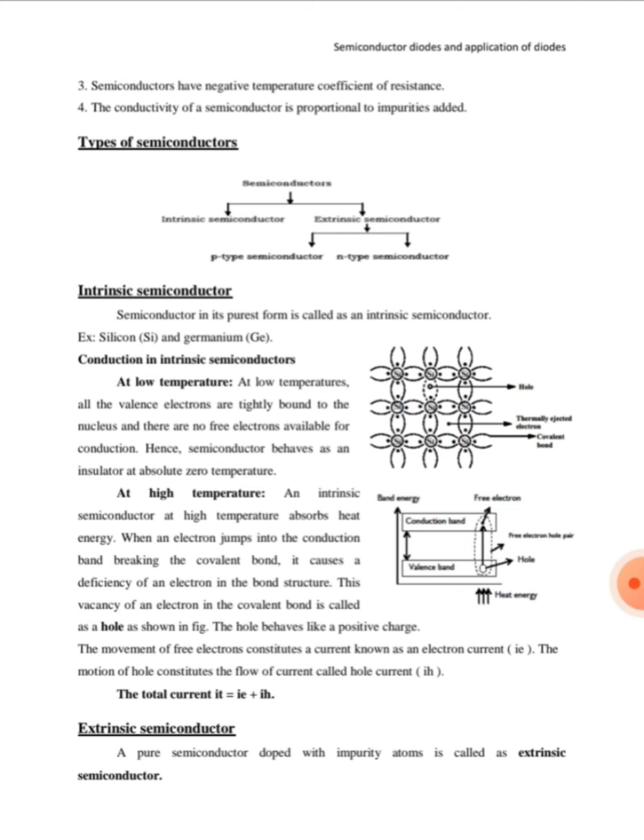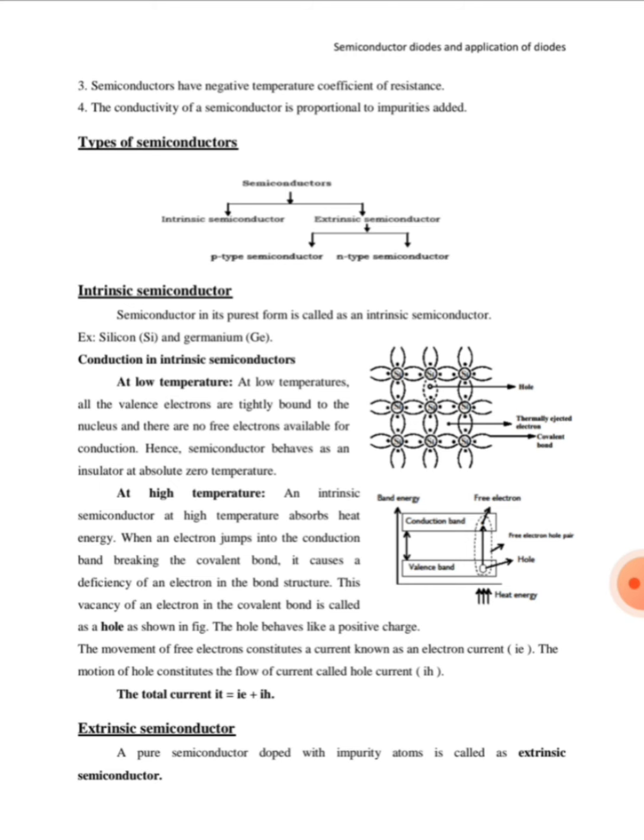In conductors, there is no forbidden energy gap between the valence band and the conduction band. In insulators, there is a large forbidden energy gap between the valence band and the conduction band. It is around 5 electron volts. And in semiconductors, there is a small forbidden energy gap of 1 electron volt between the valence band and the conduction band. And we also saw the different properties of semiconductors.